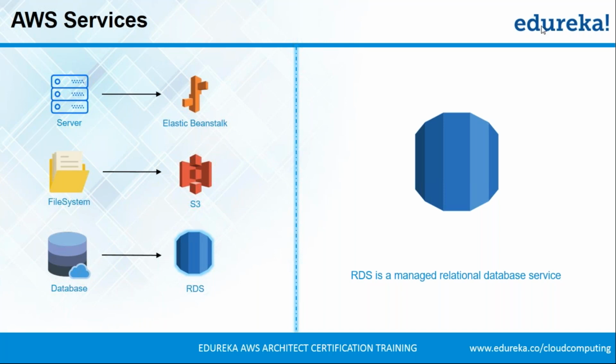In RDS, we're using MySQL. Like I said, MySQL is a relational database, and we are using it to store the paths to our images, which will be fetched by our website to show the images in the background. All right, so this is what RDS is all about.